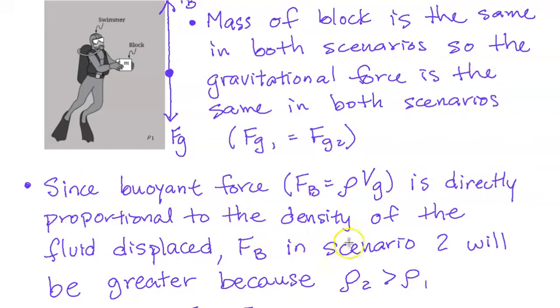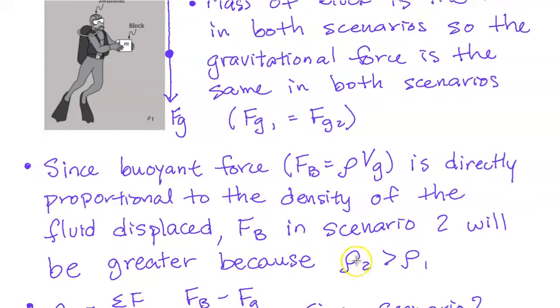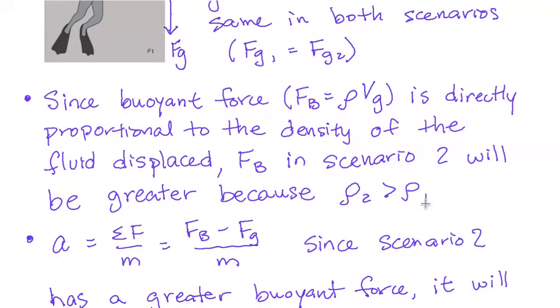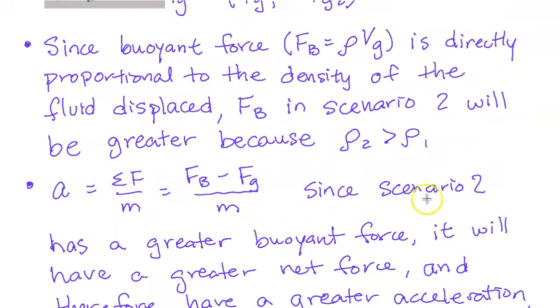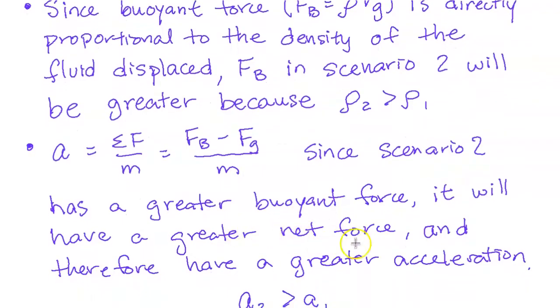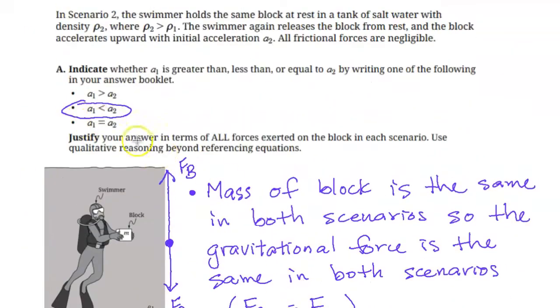The buoyant force in scenario 2 will be greater because the density of the liquid in scenario 2 is greater than in scenario 1. And we also know that acceleration is equal to net force divided by mass, and net force in this case is the buoyant force minus the gravitational force. And since scenario 2 has a greater buoyant force, it's going to have a greater net force, and therefore it will have a greater acceleration. So a2 is greater than a1, or we can say that a1 is less than a2.